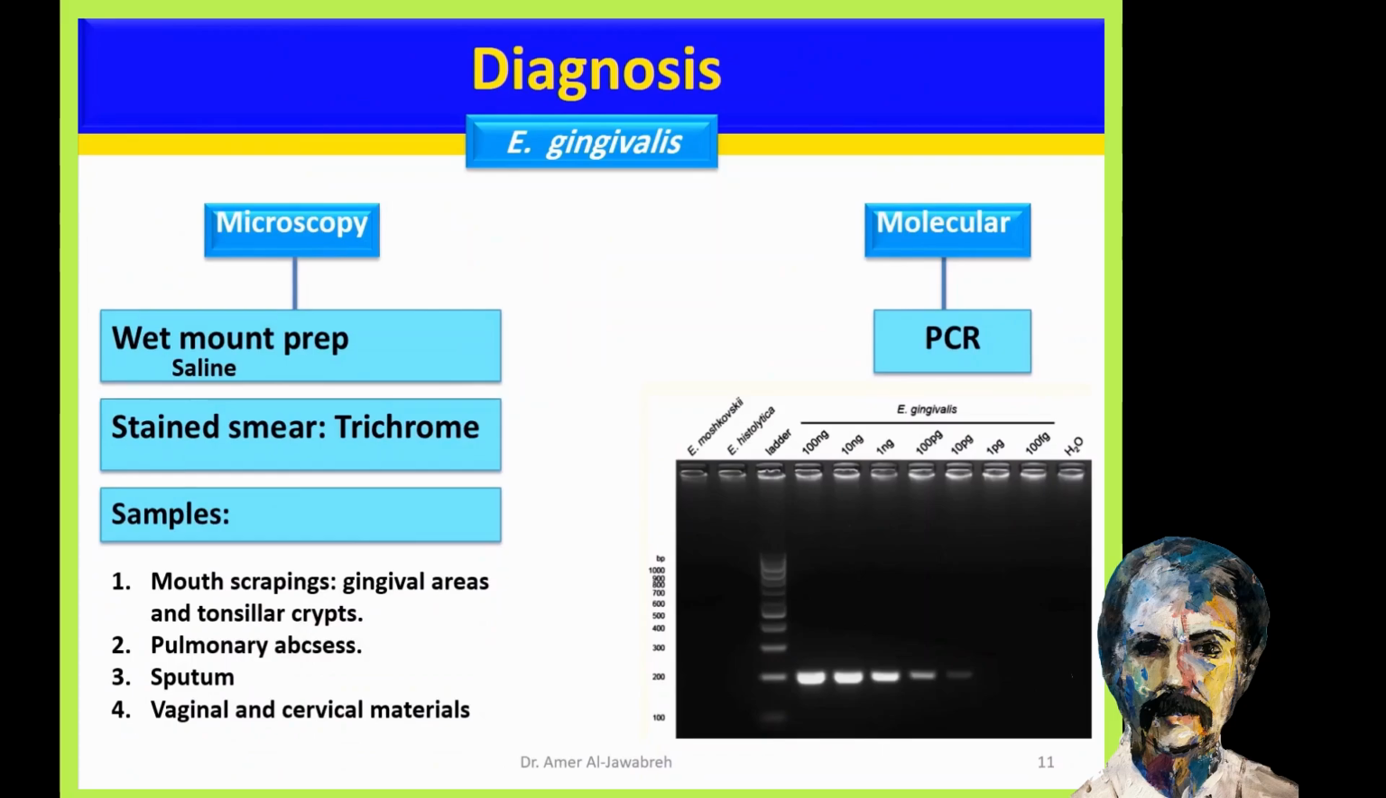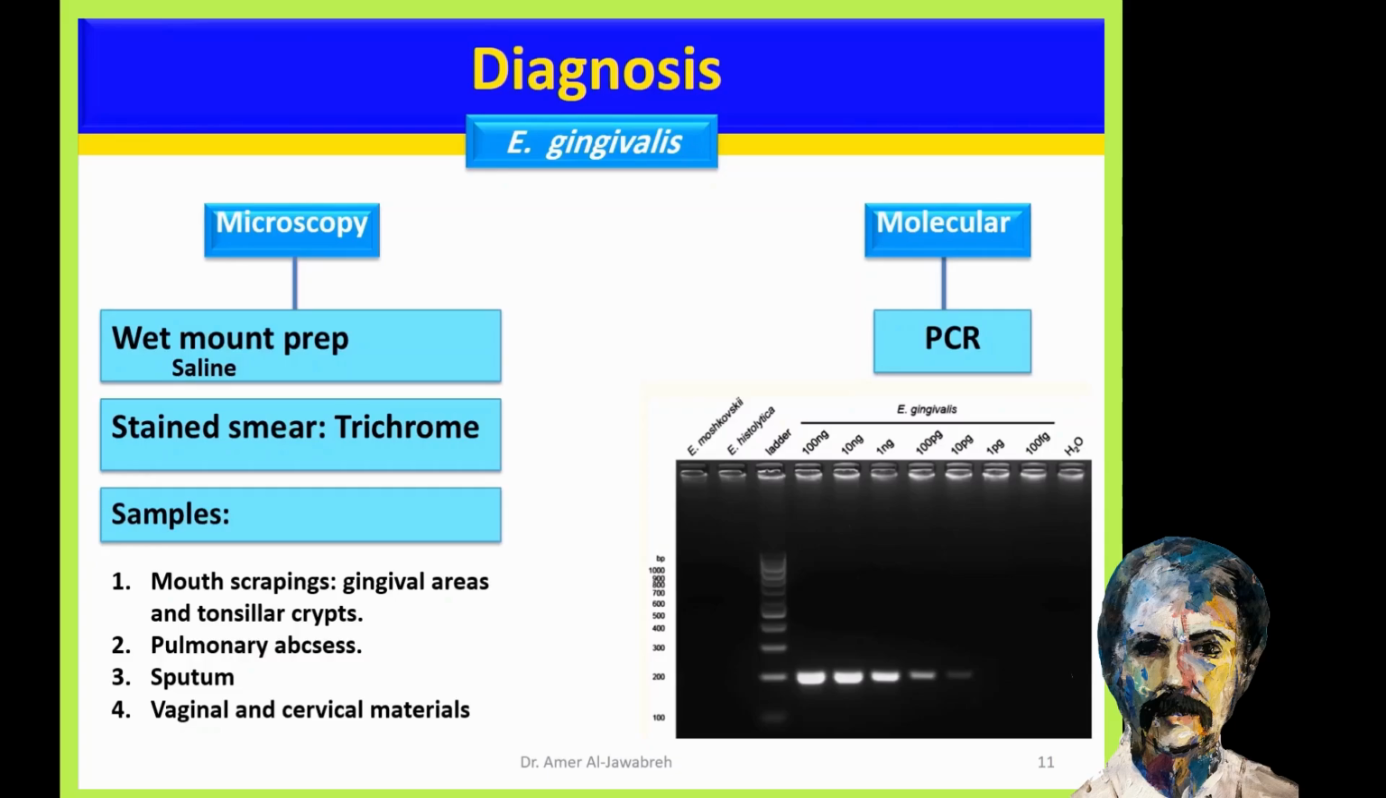Microscopy. Wet mount. Do we use iodine here? No, we don't use iodine. Why? Because we don't have a cyst stage, and usually iodine stains the cyst only. The trophozoite, it kills it. Therefore, we do wet mount here, but using saline only. PCR. Stain smear, you can do trichrome stain, as in the case of all parasites.